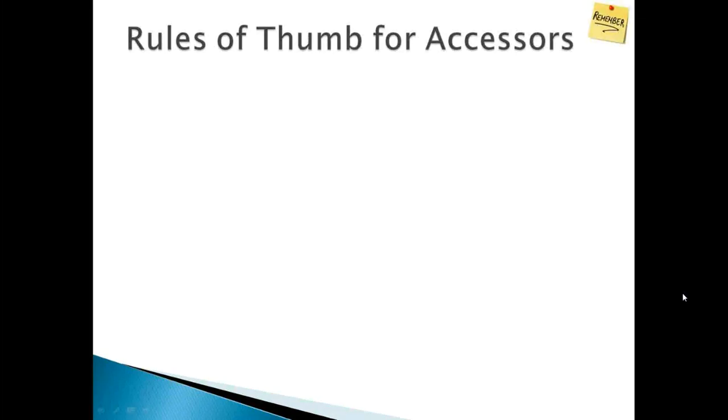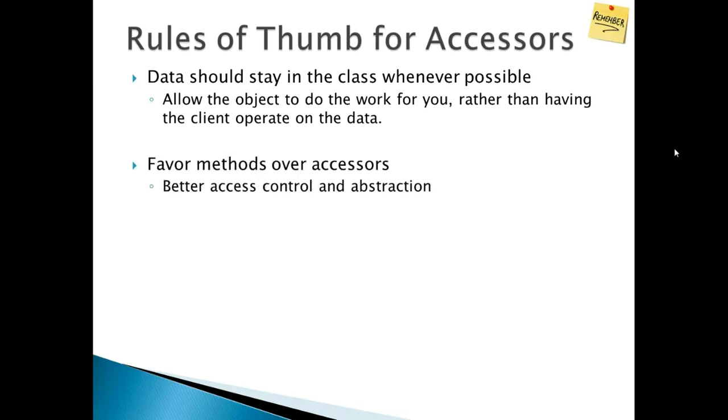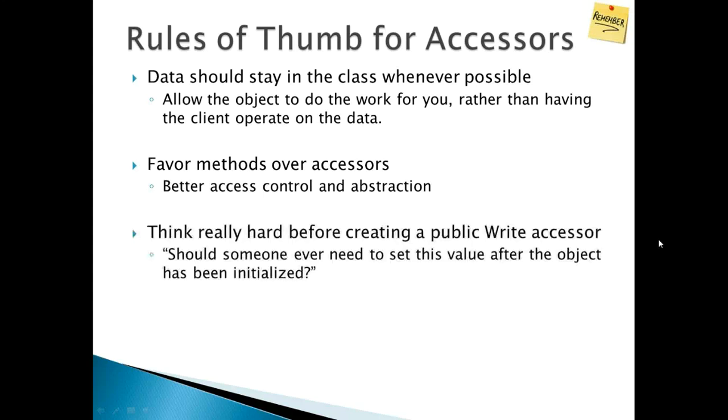All right, so this is my takeaway. Two slides of this is what I would advocate in user group meetings and with the teams that I work with. Data should stay in the class whenever possible. Don't even create an accessor method unless you need to for some reason, and maybe that's a valid part of your API, like Norm was saying. I believe it was Norm. Allow the object to do the work for you. Create methods that operate on it. Favor methods over accessors, which gives you better access control and abstraction, and it preserves that encapsulation.